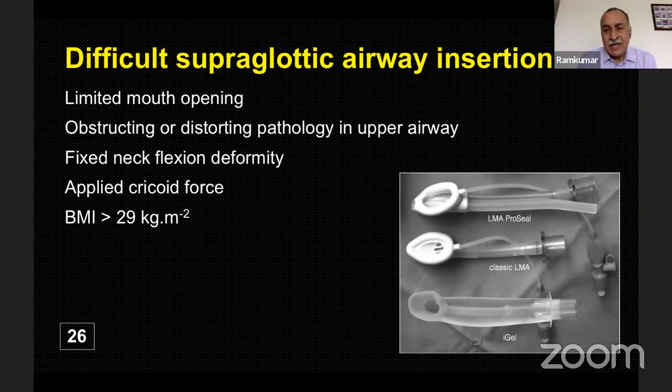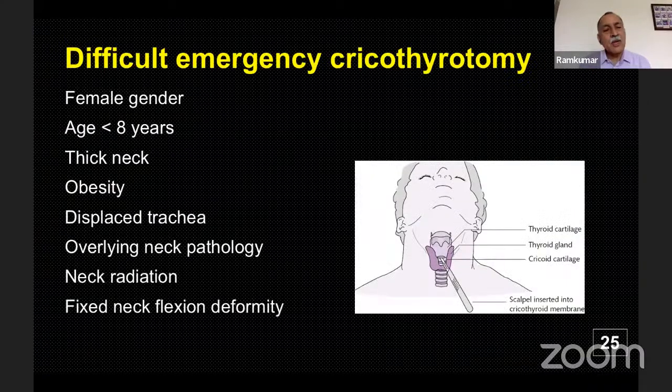Difficult supraglottic airway insertion. Once again, you need a space to introduce a bulky supraglottic airway device. At least 2 to 2.5 centimeters incisor distance or intergingival distance is required. So a limited mouth opening, pathology in the oral structures can give rise to a problem. Fixed neck flexion deformity of the neck, improperly applied or excessively applied cricoid force can distort the anatomical structures, and a body mass index of more than 29 kilogram per meter square.